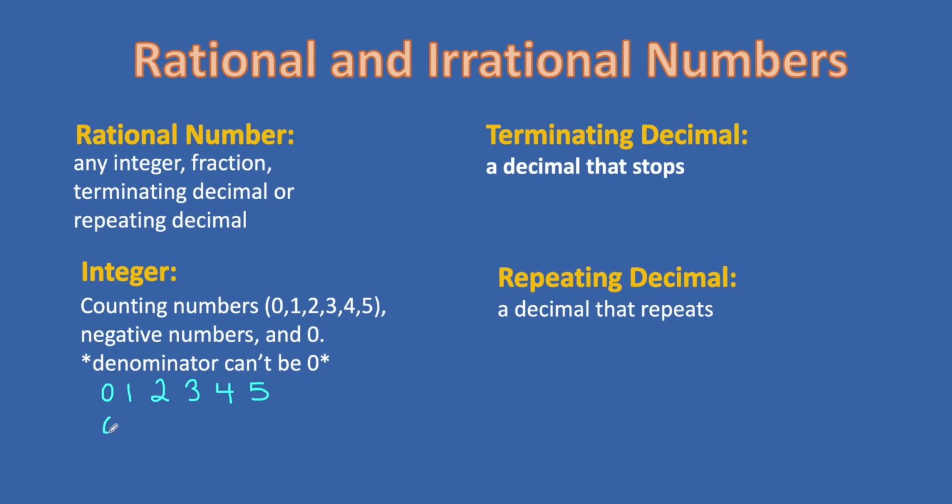So 0 is not negative. We're just going to copy that. And then we have negative 1, negative 2, negative 3, negative 4, negative 5.